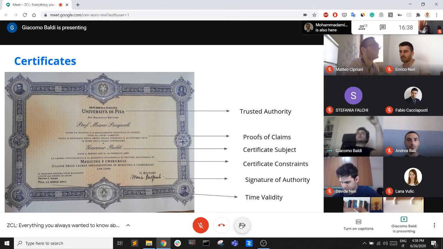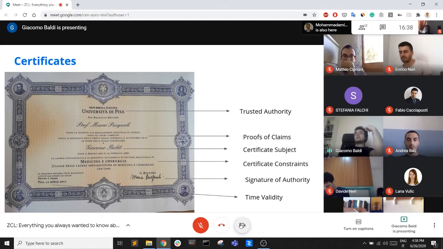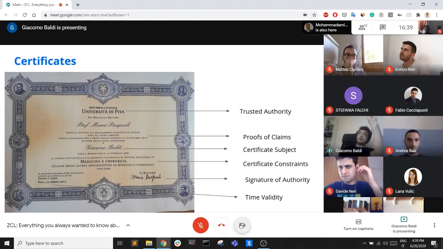Also, there is a signature of the authority. Not only the university and the Italian Republic gave the power to Professor Marco Pasquali, but Professor Marco Pasquali also had to sign this piece of paper. Those are a lot of elements, and most of them, actually all of them, are also in digital certificates.